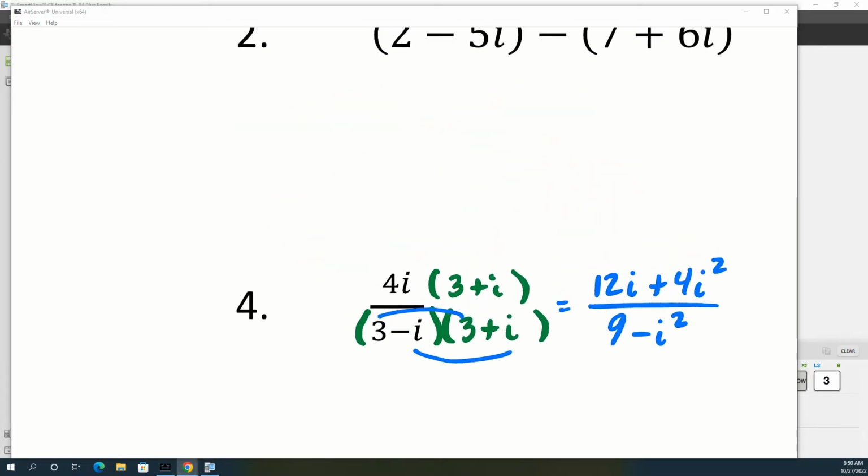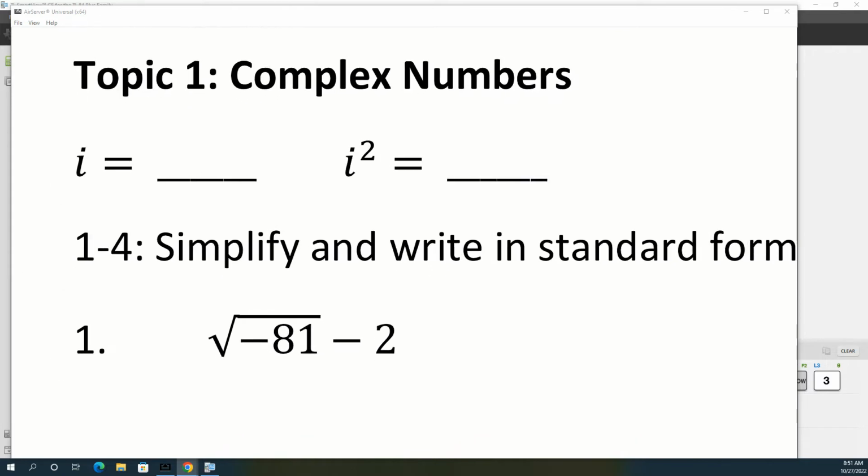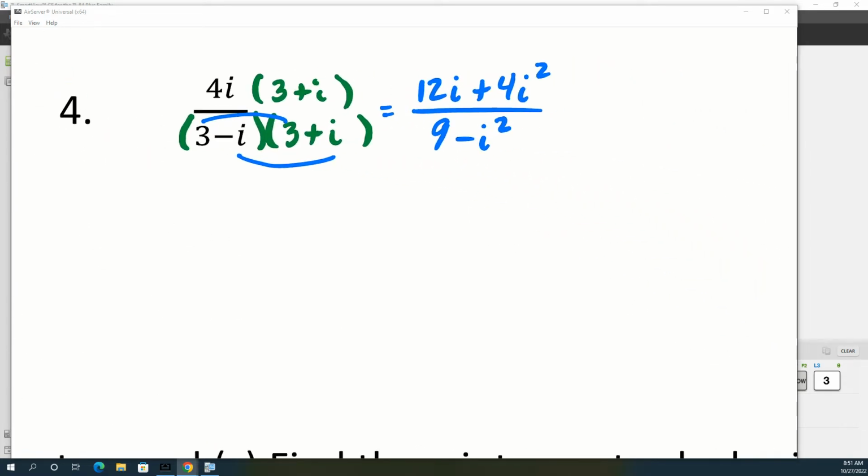Now up here at the top, we should have filled in that i squared is negative 1 and i is the square root of negative 1. So anytime you have i squared, you're just going to change it to negative 1, which means 4i squared is really just negative 4. And minus i squared is really plus 1. So 9 plus 1 is going to be 10.